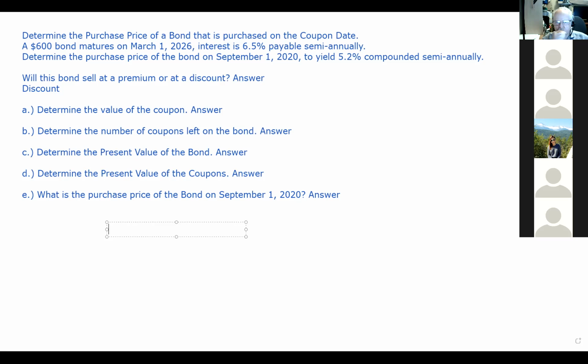So before we go any further, does that make sense? That you're comparing the rate you can get today with the rate on the bond? Does that make sense that this thing will sell at a premium?